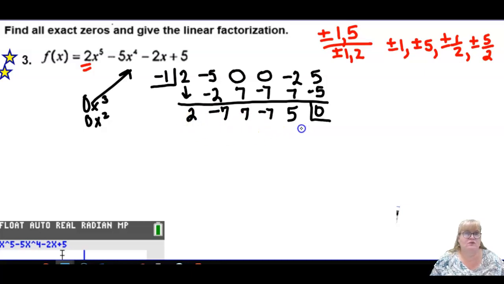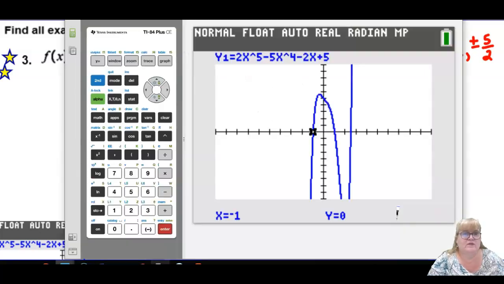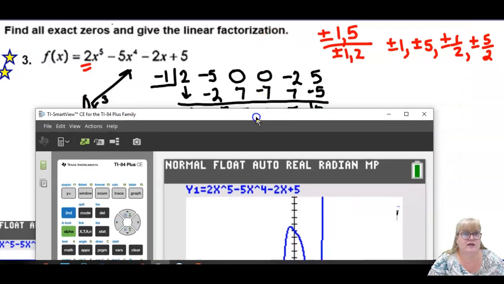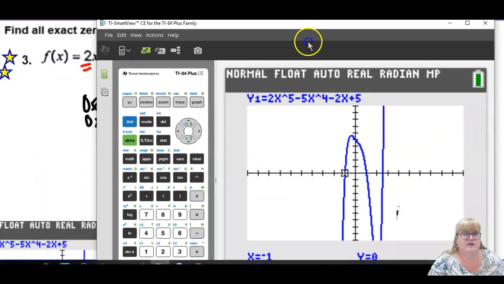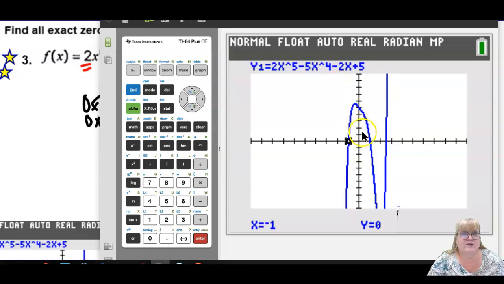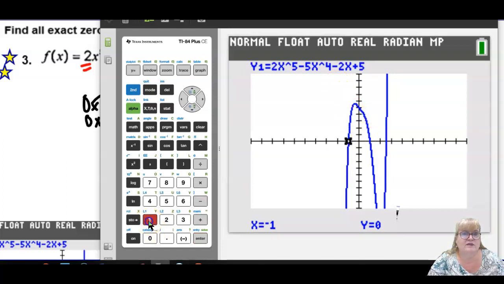We need to figure out what else works in this polynomial. I'm hoping I have this one left on my screen here. Yes, this is the right one. So I need to figure out what else. Oh, it looks like +1 works.